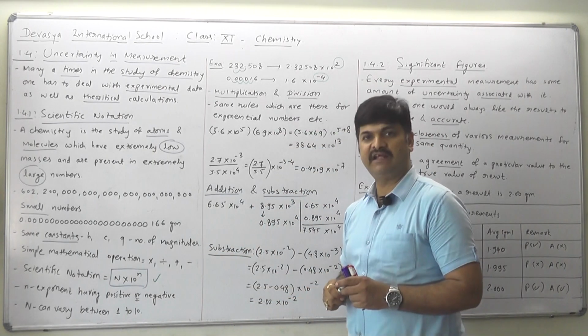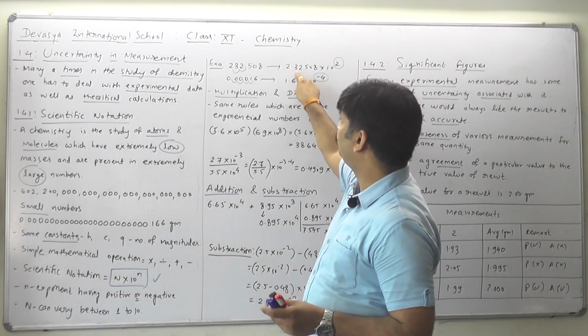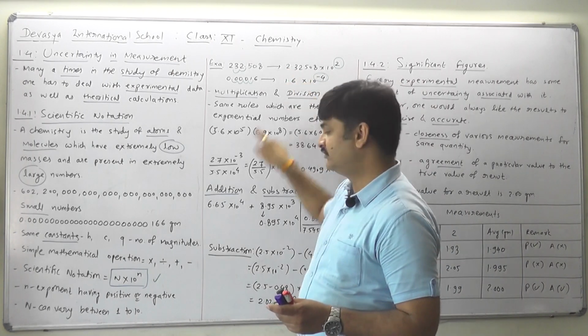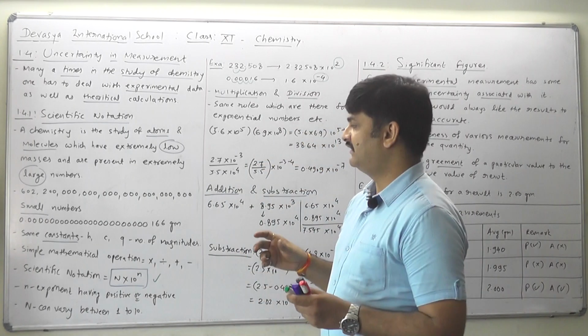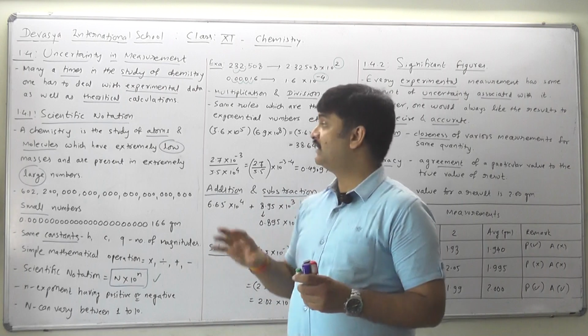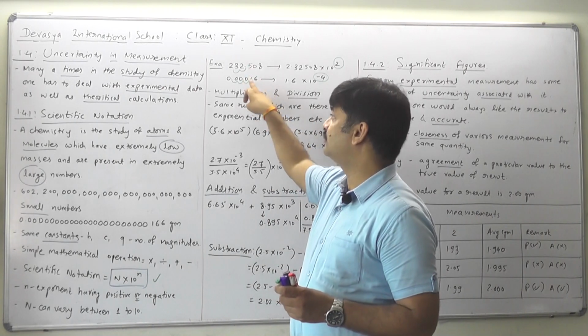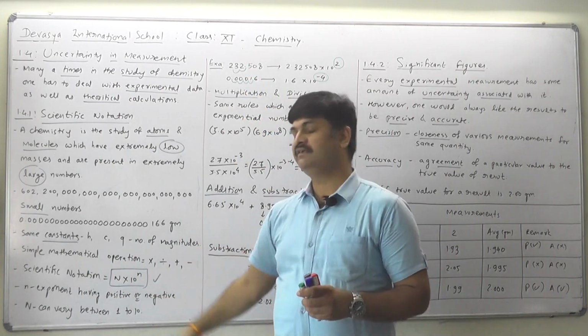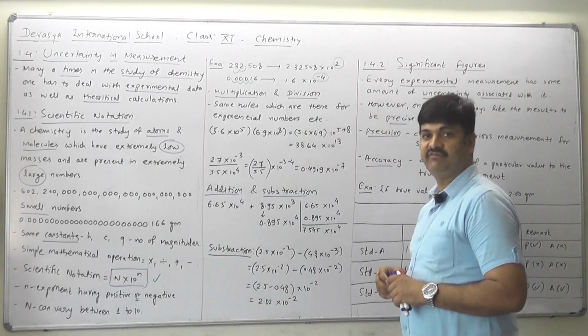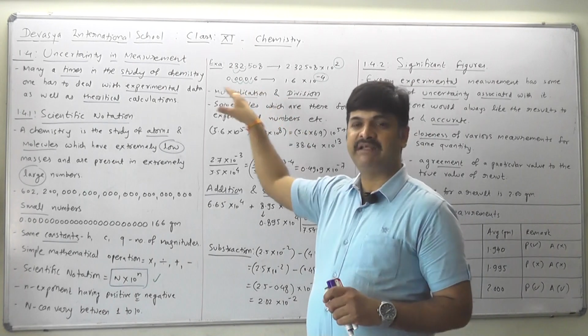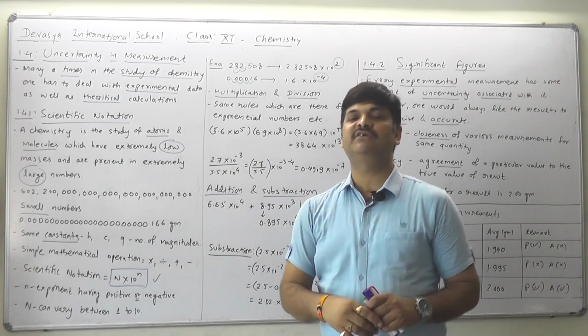Now see, this is 2.3 and this is 1.6, so these are between 1 and 10. In this way, during calculation, if your answer is like either of these, it should be written in the form N into 10 power n. This is normally known as the scientific way. Now we will discuss some basic mathematical operations.